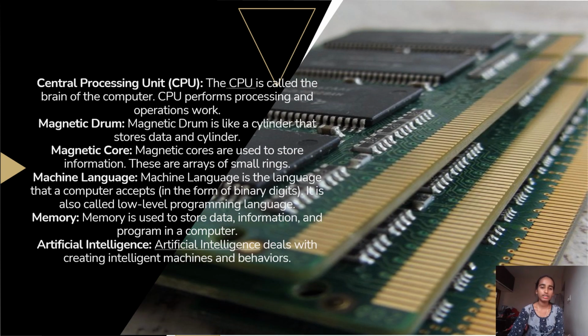Central processing unit, that is CPU. The CPU is called the brain of the computer. The CPU performs processing and the operations. Magnetic drums are cylindrical devices that store data. Magnetic cores are used to store information. These are arrays of small threads. Machine language is the language that a computer accepts in the form of binary digits. It is also called a low-level programming language. What is memory? Memory is used to store data, information, and programs in a computer. Artificial intelligence deals with creating intelligent machines and their behavior.